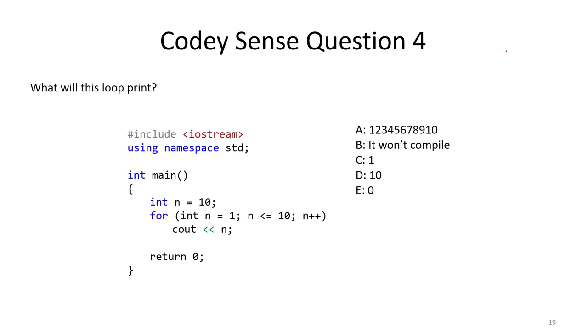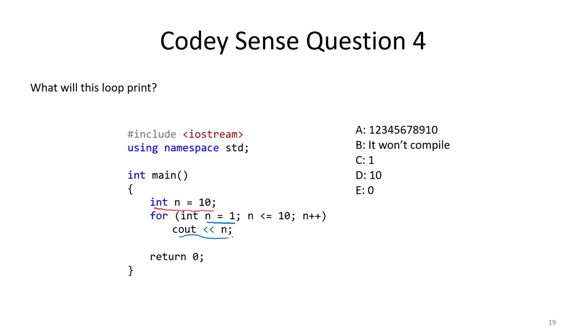All right, moving on to CodeSense question 4. We have another loop here. Now we have int n equals 10. So here we have declared n to be 10. And then we have another int n equals 1; n is less than or equal to 10, n plus plus, and we're outputting n. So this time we're being asked, what is this loop going to output?